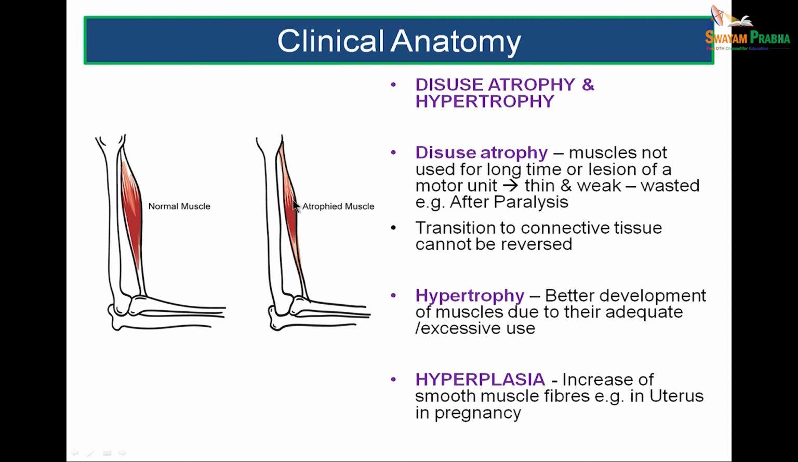The fibers have undergone atrophy, it has become smaller than usual, and this muscle will not work as well as it worked before. Hypertrophy, on the other hand, is a muscle that increases more than its normal size, and this can occur with exercise or excessive use.